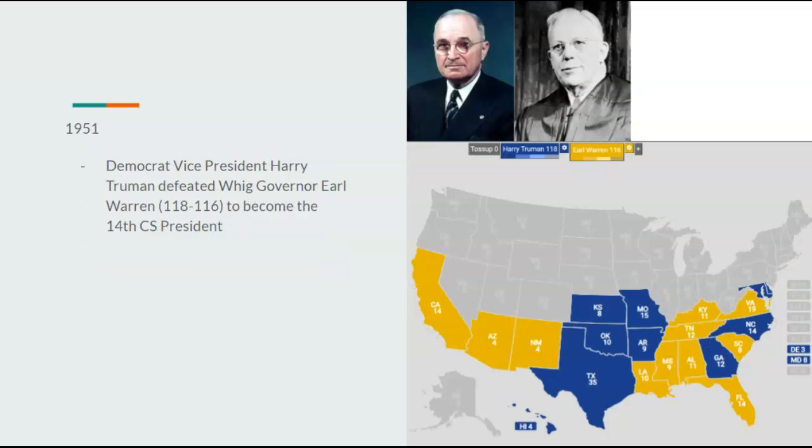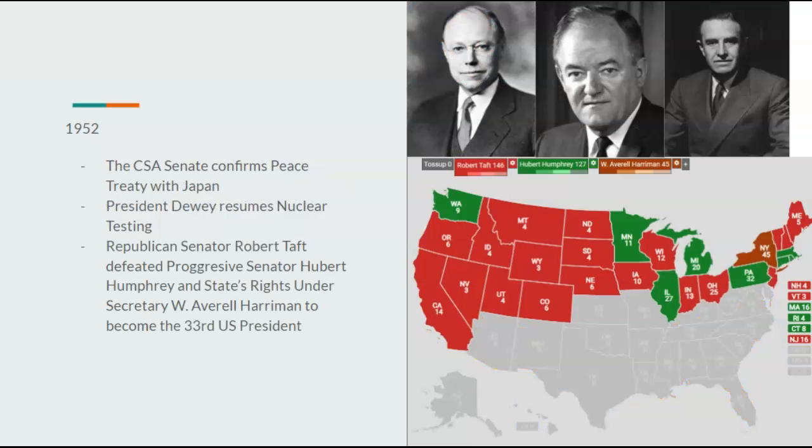In 1951, Democrat Vice President Harry Truman defeats Whig Governor Earl Warren, 118 to 116, to become the 14th Confederate President. A close election. Earl Warren back at it for a second time. This time he's the Governor of California. Again, this is Southern California, not Jefferson. And Harry Truman, Garner's vice president, runs. Very milquetoast Truman is, but he was still able to win from Garner's endorsement. So there you go.